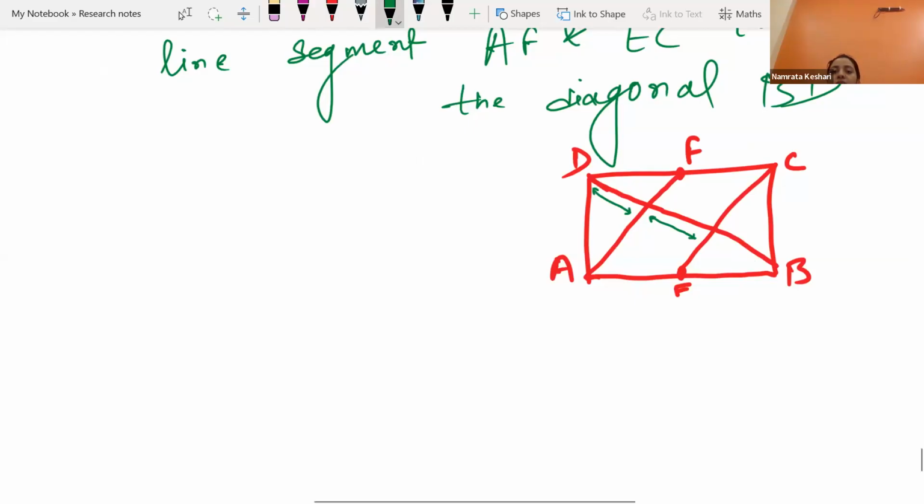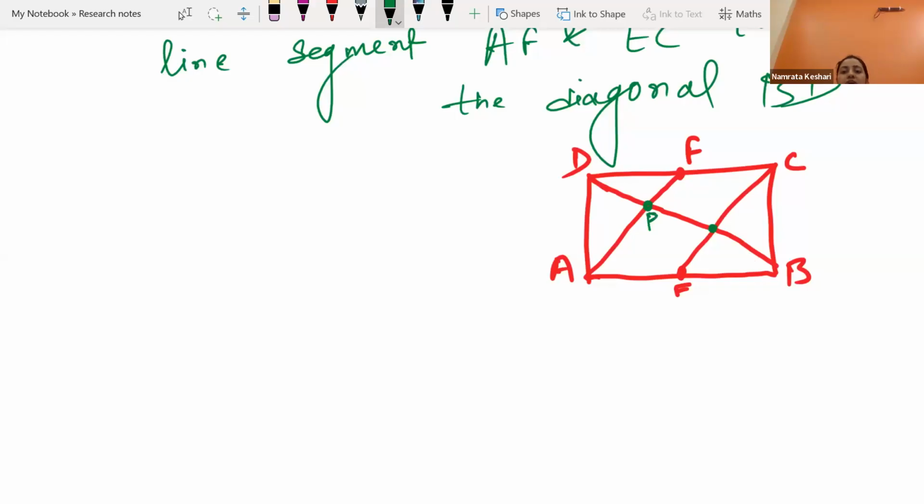Is there any other name given over here, Ryan? These points, ma'am. Is there any name given here? Yes, ma'am. Can you tell me? For AF, it's P, and for CE, it's Q.